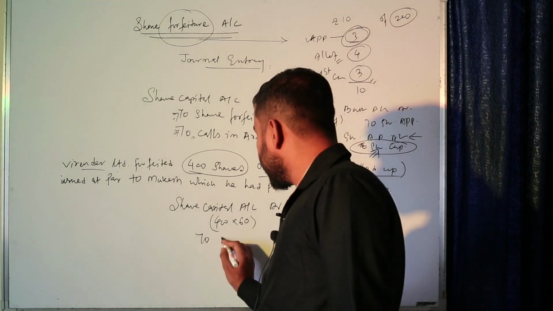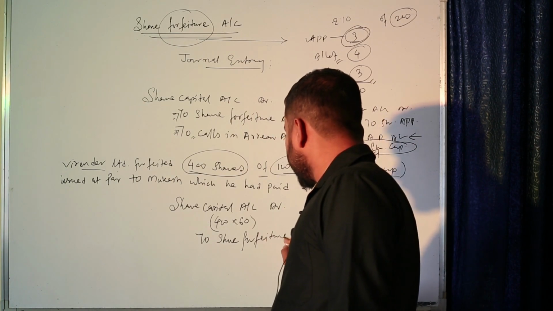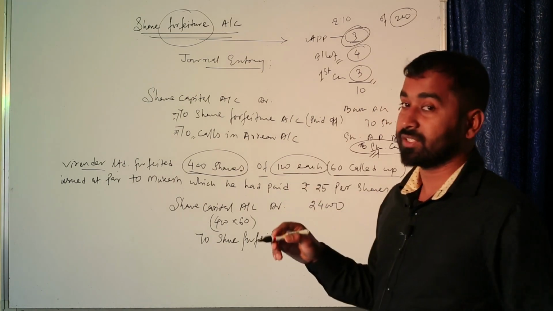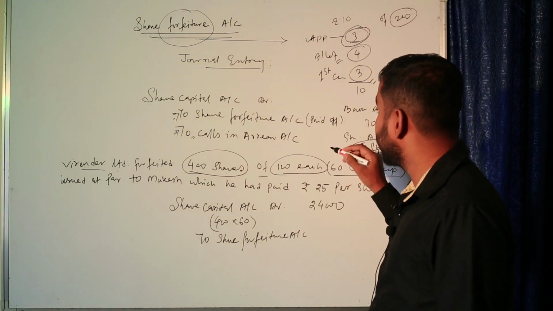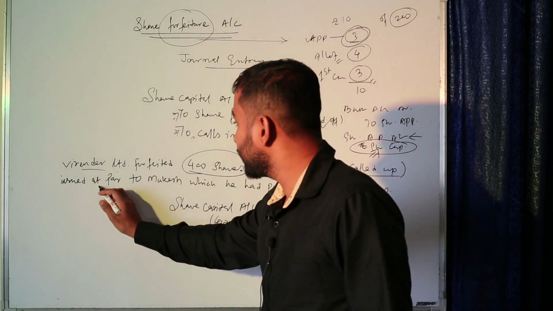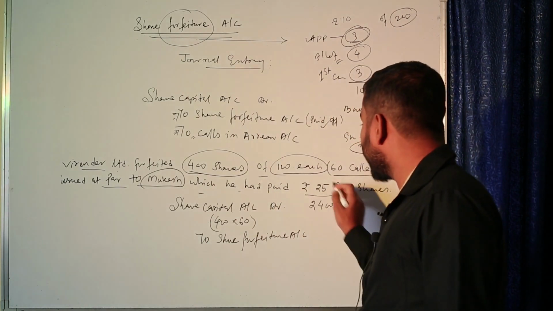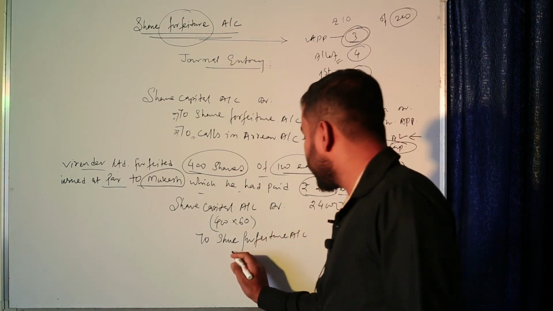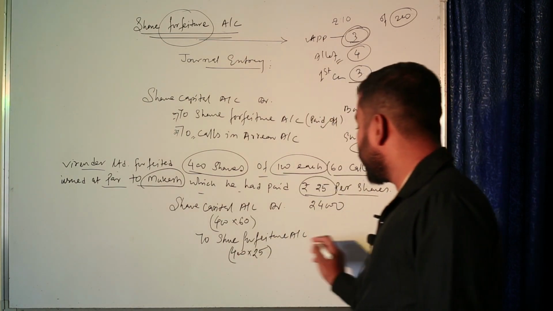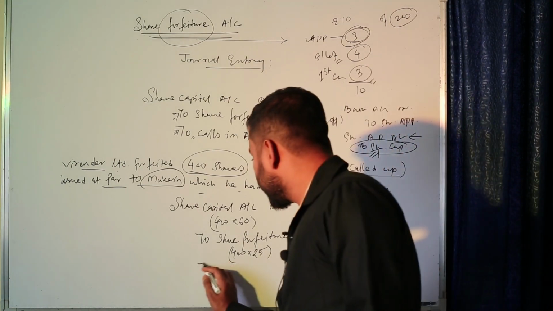Second, share forfeiture account. Now you find out how much is share forfeiture. I told you, whatever amount the person paid is known as the share forfeiture. Now see, issued at par to Mukesh, who paid rupees 25 per share. That means 400 into 25 will go to forfeiture. And for non-payment, how much should be there?